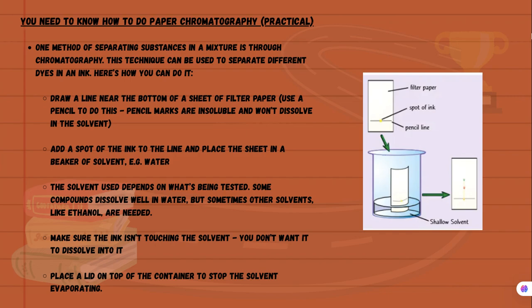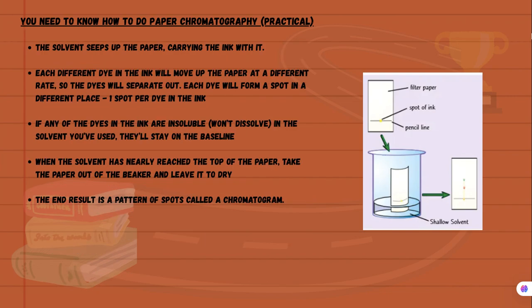Make sure the ink isn't touching the solvent. You don't want it to dissolve into it. Place the lid on top of the container to stop the solvent evaporating. The solvent seeps up the paper, carrying the ink with it. Each different dye in the ink will move up the paper at a different rate, so the dyes will separate out. Each dye will form a spot in a different place, one spot per dye in the ink.